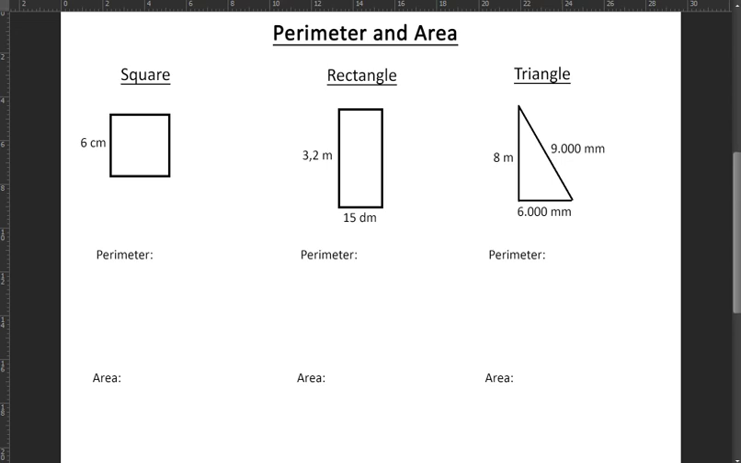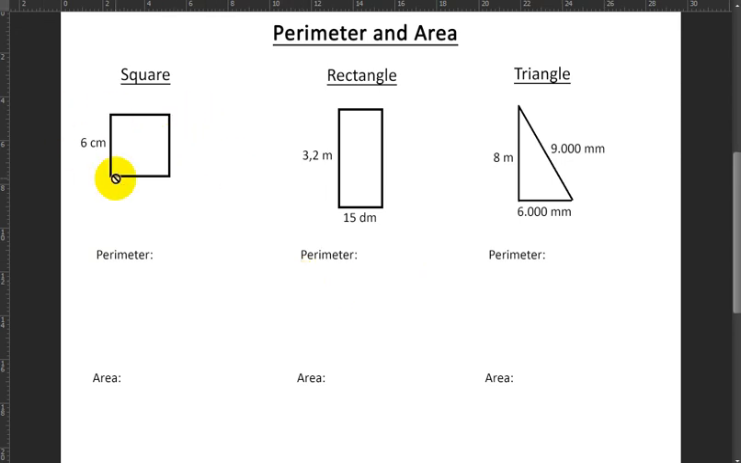Hello everyone, in today's video we will be talking about the perimeter and area of the three shapes that you can see here. So the square, the rectangle, and the triangle. But the new thing that we're going to be doing is adding units of measurement. So they're no longer just 6 or 3.2 or 15 or 6,000. Now they are 6 centimeters, 3.2 meters. So we're going to have to deal with that, and we'll see how. So let's get started with the perimeters for each shape.